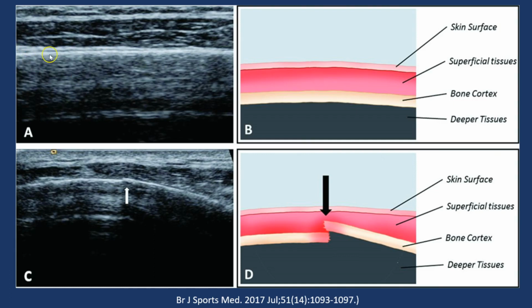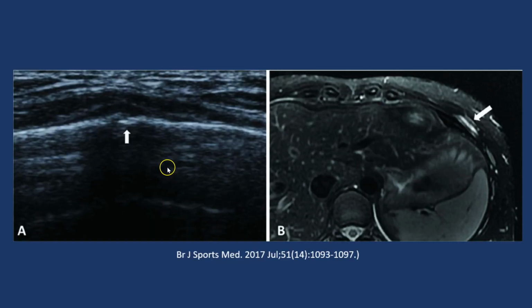It's artifact. So this is rib, linear, and this is rib fracture. Linear here, and then a break, an offset in that cortical alignment, like so. And sometimes there's even displacement of the overlying intercostal muscle. Comparing ultrasound to MRI, again, ultrasound is kind of like a microscope with high spatial resolution compared to most of our imaging modalities.